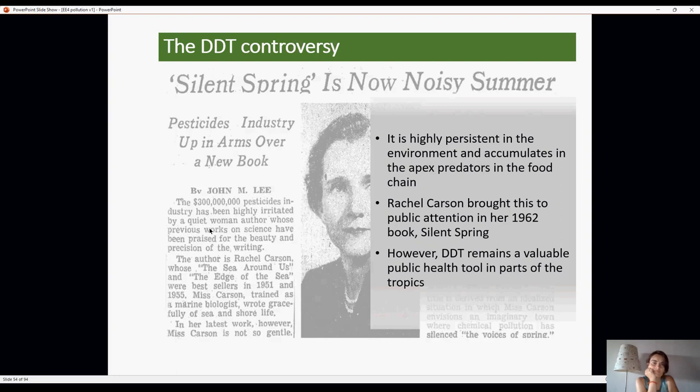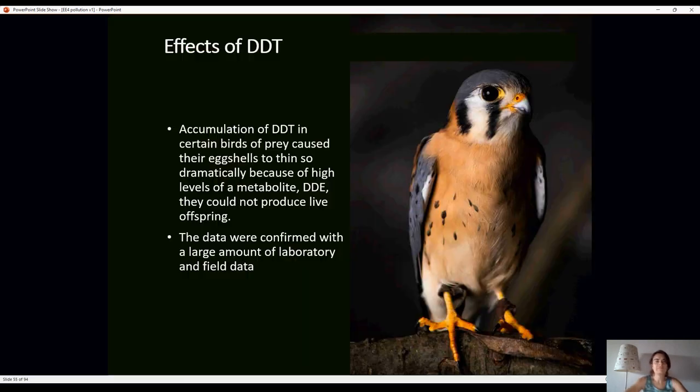So if we go back to our food chain, they are the apex, the top. These birds were accumulating DDT. And what was found, this is a peregrine falcon, is that the DDT, or a metabolite of DDT, accumulated in the eggshells, and this caused the eggshells to get thinner and thinner and thinner, such that when the adults sat on the eggs, they would break.